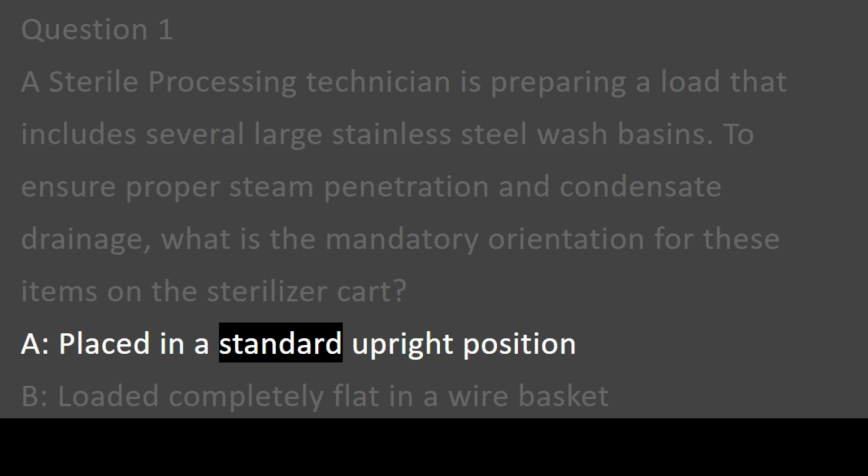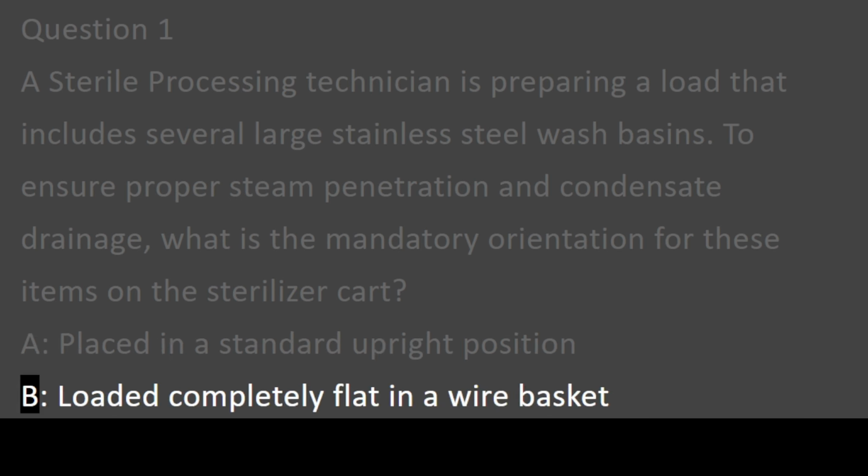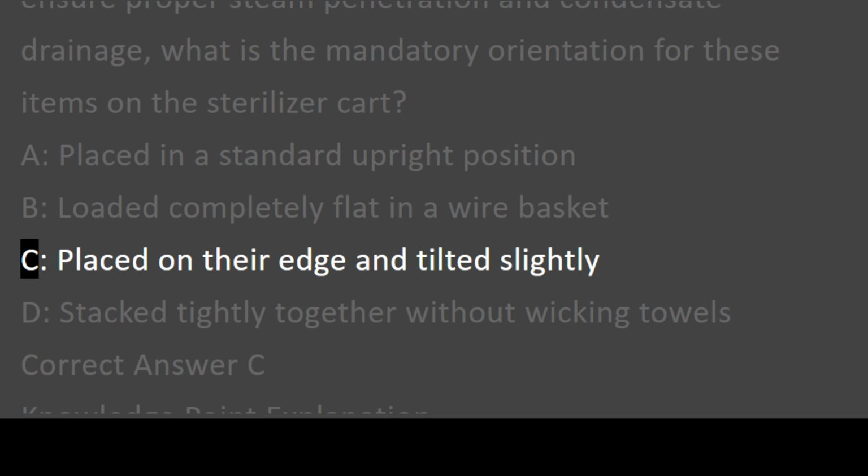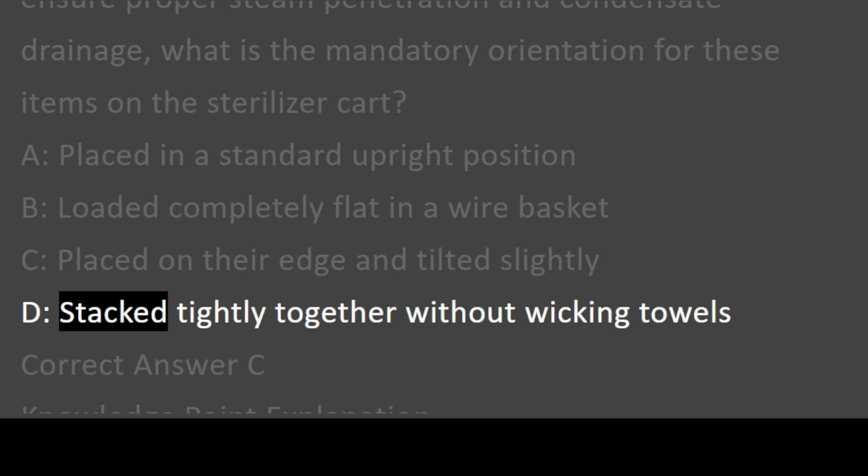A. Placed in a standard upright position. B. Loaded completely flat in a wire basket. C. Placed on their edge and tilted slightly. D. Stacked tightly together without wicking towels.